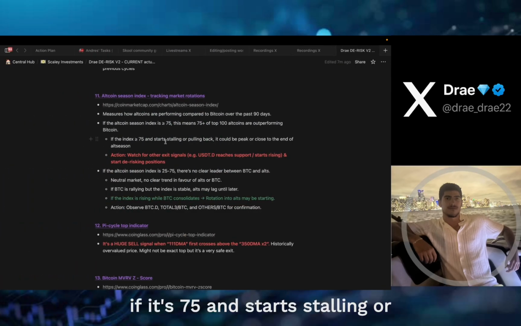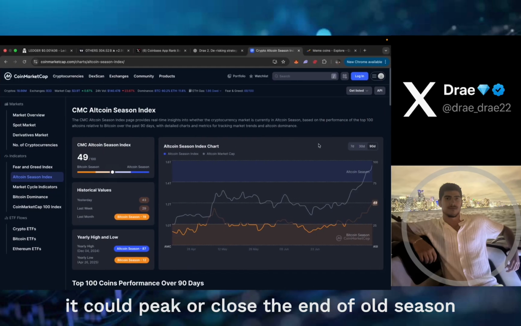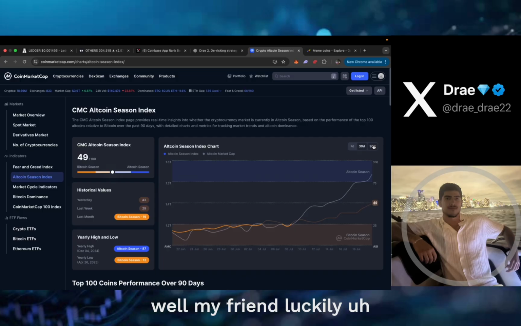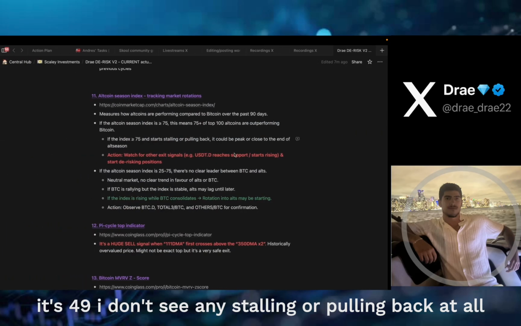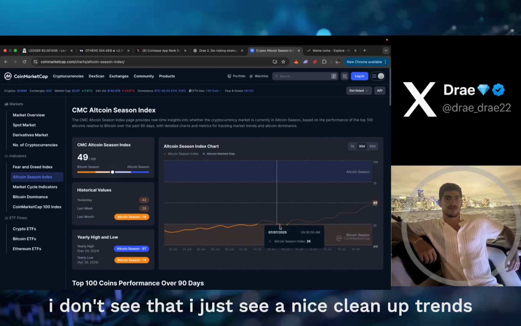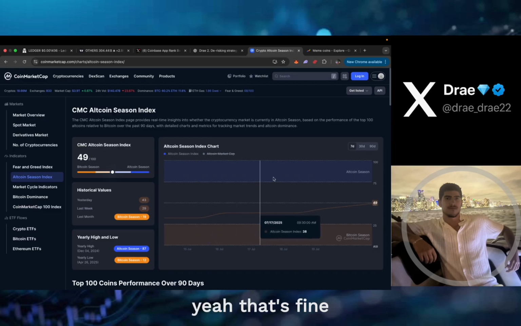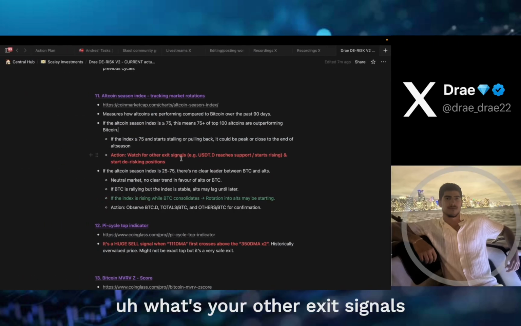If it's 75 and starts stalling or pulling back, it could peak or close the end of alt season. Well, my friend, luckily we don't have that problem right now. It's 49. I don't see any stalling or pulling back at all. I just see a nice clean uptrend. What about here on the 7th day? Yeah, that's fine. Just an uptrend. Watch for other exit signals.